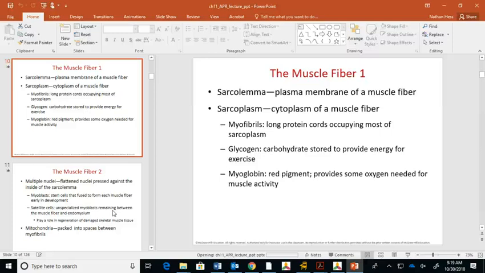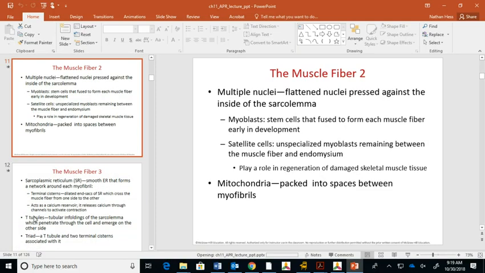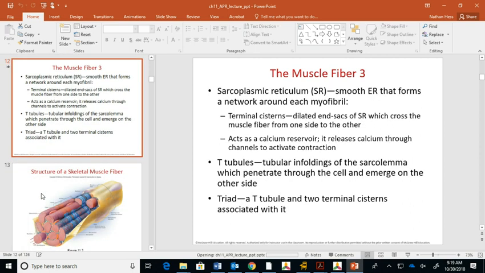The sarcoplasm is, again, cytoplasm, the inside surrounding gel kind of stuff. Does that make sense? You have nuclei, you have mitochondria. All of these things are kind of packed in between the myofibrils because it's a cell, right? It still needs all the normal things that a cell has, but those are kind of packed around the different myofibrils.